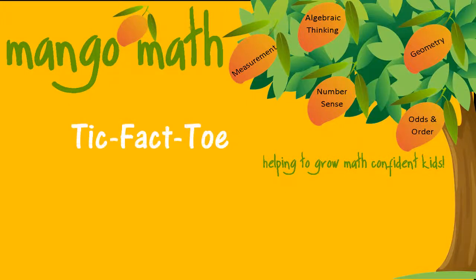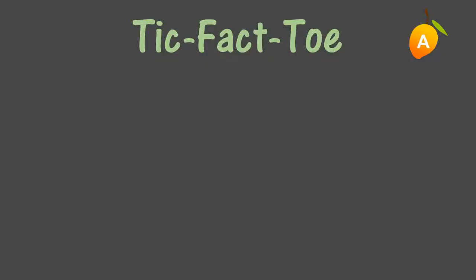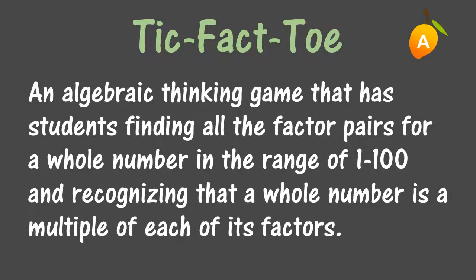Mango Math presents Tic-Fact-Toe, a fourth grade game. Tic-Fact-Toe is a fourth grade game that falls under the math strand of algebraic thinking. And it's an algebraic thinking game that has students finding all the factor pairs for a whole number in the range of 1 to 100 and recognizing that a whole number is a multiple of each of its factors.